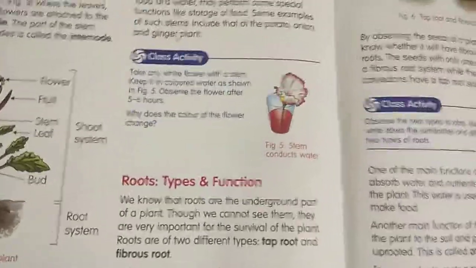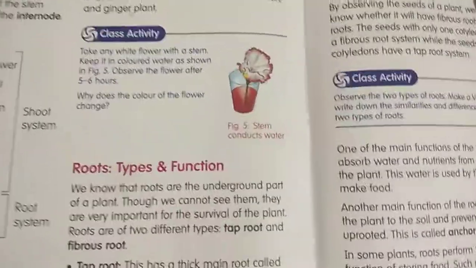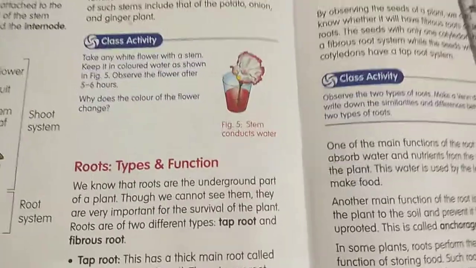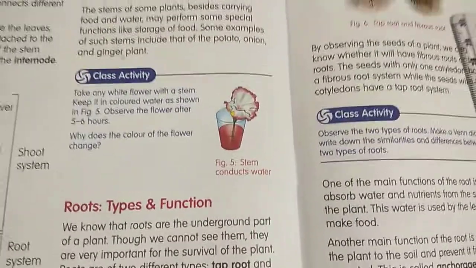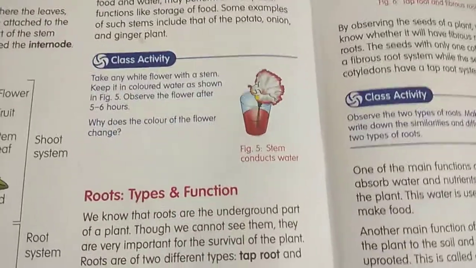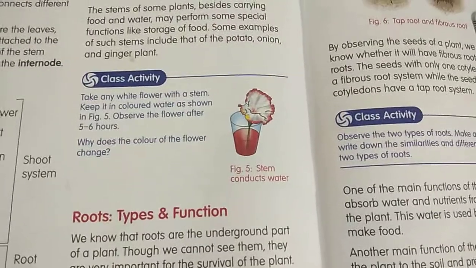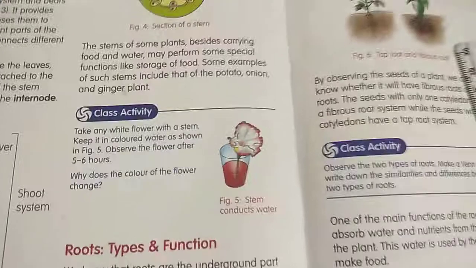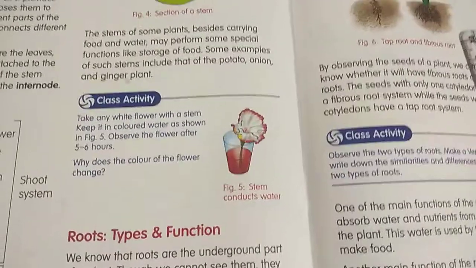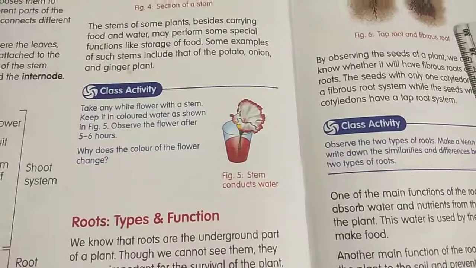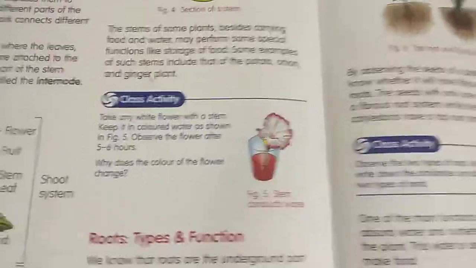So now you go find some white flowers with the stem. Don't pluck only the flower; pluck it with the stem and come. Take one glass bottle or any other glass. Add red ink, full dark red ink, a little water and more red ink. Then keep this stem with the white flower inside the red ink, and leave it for 4-5 hours. Even 7-8 hours you can leave it.